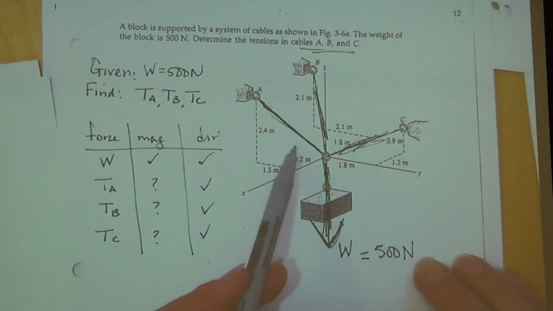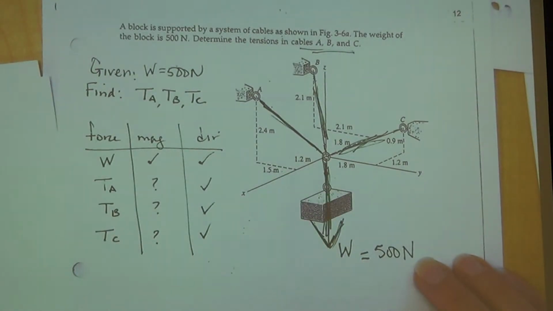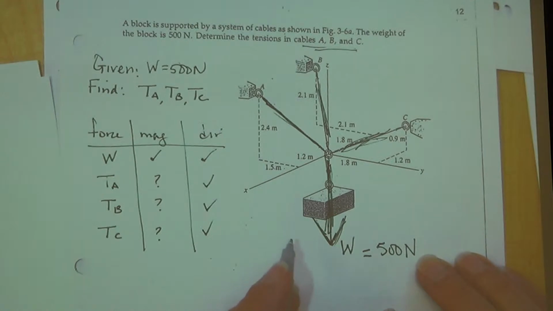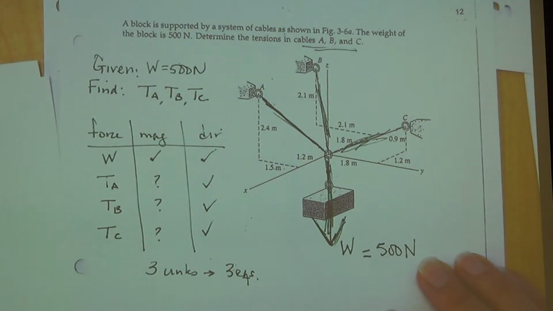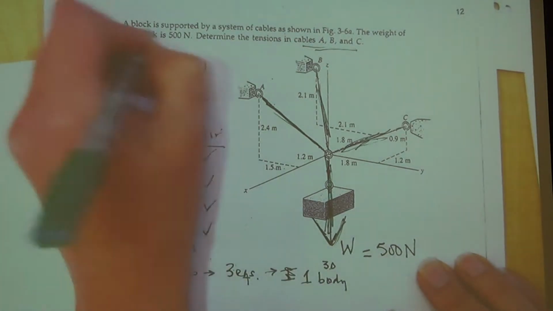Okay, did everybody get that? They gave us the direction, so we know it. We just have to calculate it. So, any other forces? Rachel? Okay, how many unknowns do we have? 3 unknowns. How many equations do we need? 3. So how many bodies do we need to analyze? One body, because it's a 3D problem.